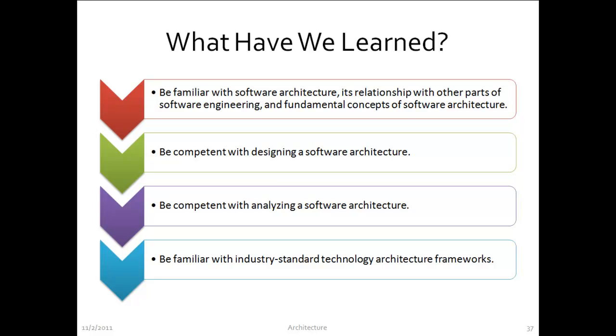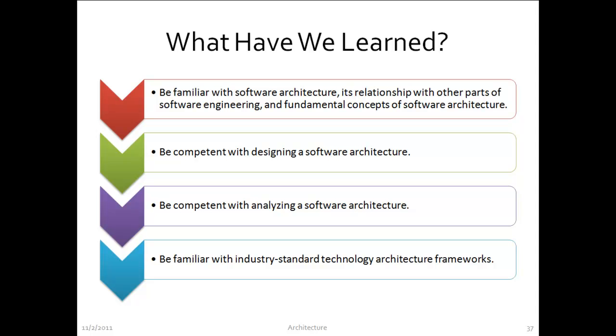And finally, we reprise what we have learned. The learning outcomes of this course were A, be familiar with what is a software architecture and how architecture relates to the other aspects of software engineering, such as requirements, the software process, analysis and design, and also to give you some concepts behind software architecture. To this end, we defined software architecture and presented some concepts with respect to architecture, such as views and quality attributes.